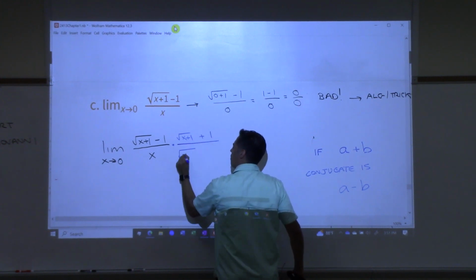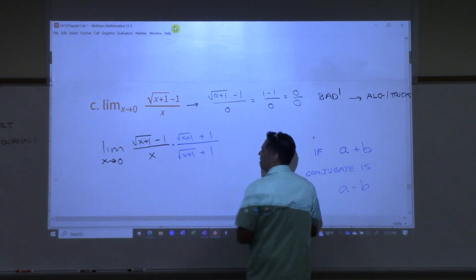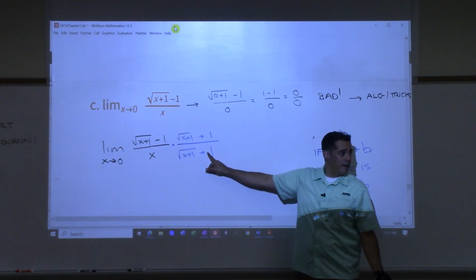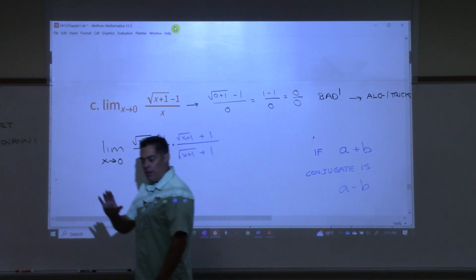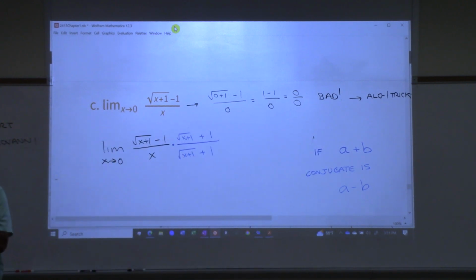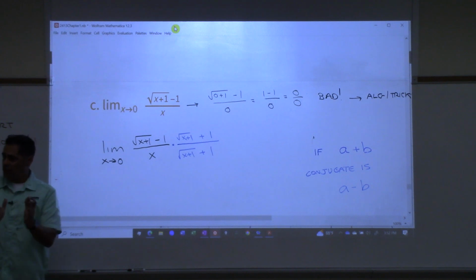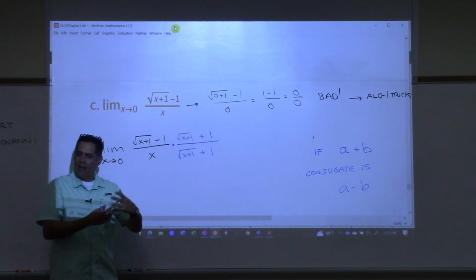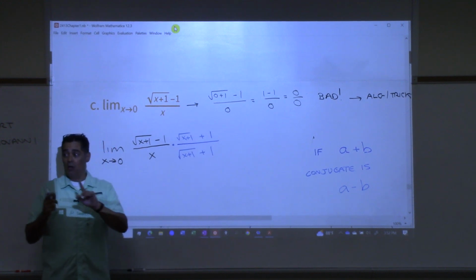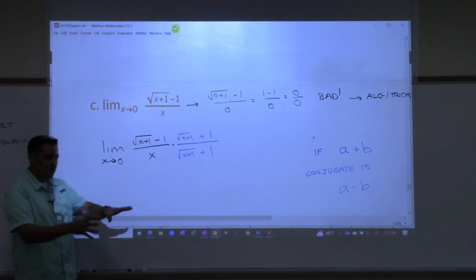over itself. Isn't that a real fancy way of writing the number 1? That's just a fancy way of writing 1. And remember, anything times 1 is itself, right? So I'm taking this and multiplying by 1. Technically I'm not changing anything. It's going to look different, but it's the same exact expression.